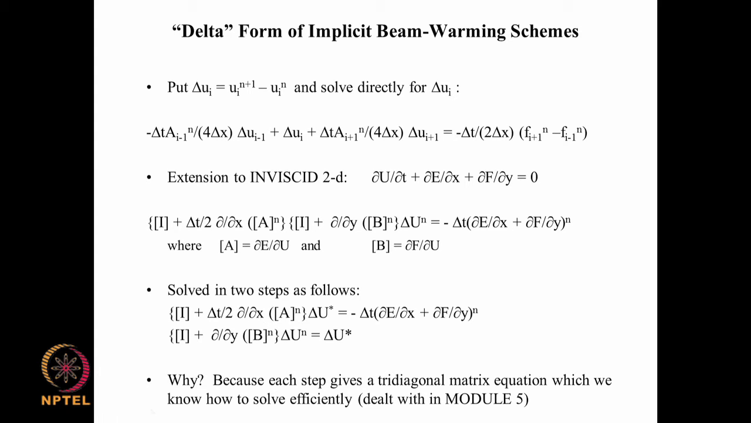So, this is what is known as an operator splitting kind of thing. We will come back to this in module 5, but the advantage of this is, here when we do ∂/∂x of Δu_i, we obviously get Δu_{i-1}, Δu_{i+1} and Δu_i, and when we put ∂/∂y of Δu, again we get Δu_{j+1}, Δu_{j-1} and Δu_j.